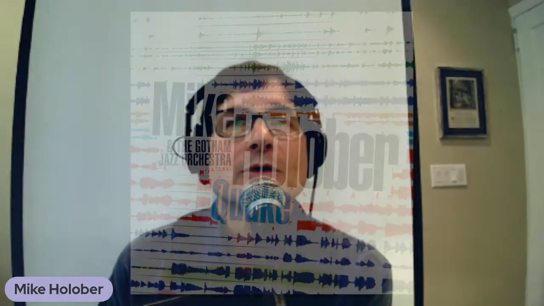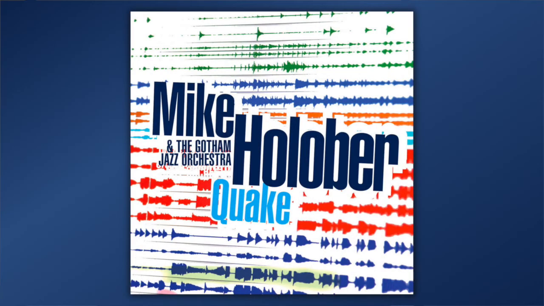All right, now 2 more examples from an original piece called Quake, from my recording called Quake with the Gotham Jazz Orchestra. This is from 2009. And in the beginning, it's just some hung chords, and they're all clusters. And I'm very careful about painting the top with enough weight that even though essentially there are clusters, you can hear the lead line.